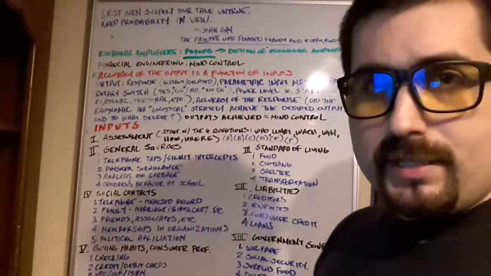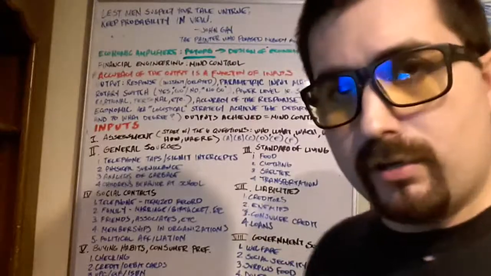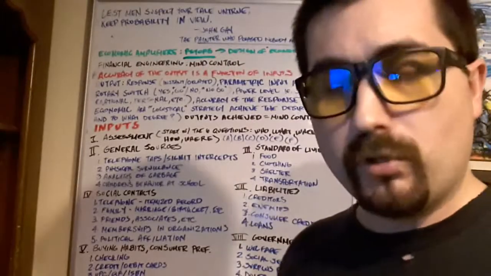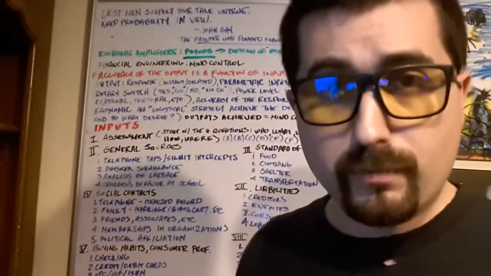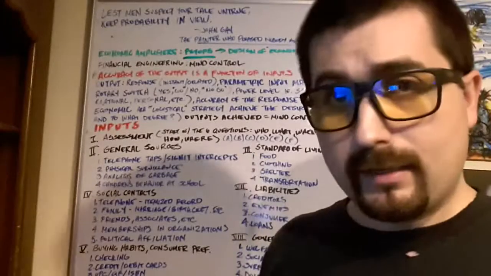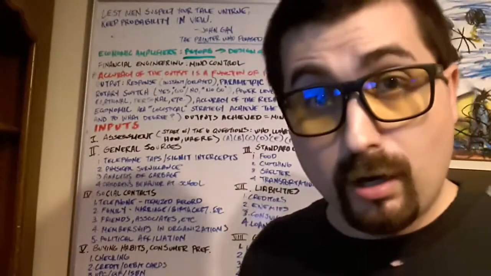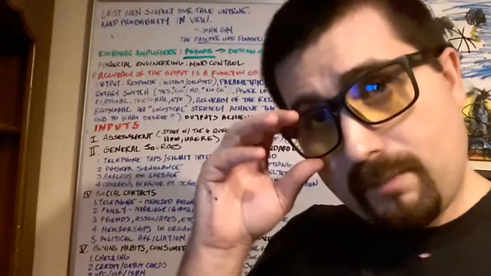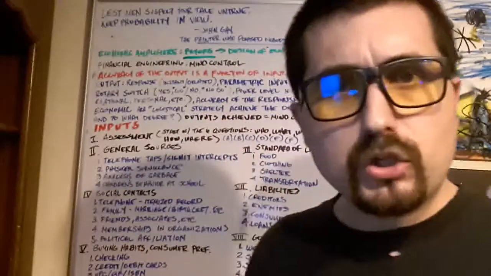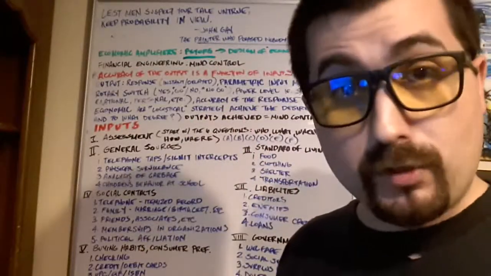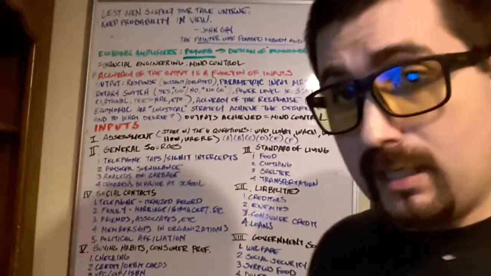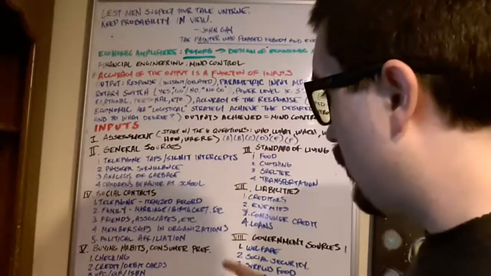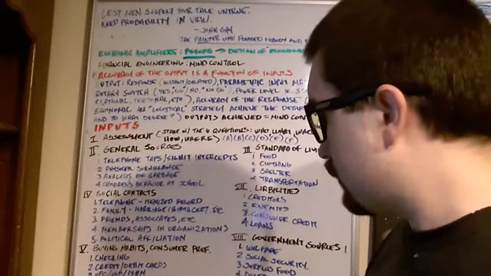Political affiliation. This is easily looked up. Your voting records. Who are you registered with? What party are you registered with? I mean, heck, it could be as simple as a bumper sticker on your car. It could be social media posts. It could be subscriptions to certain types of magazines. Political affiliation.